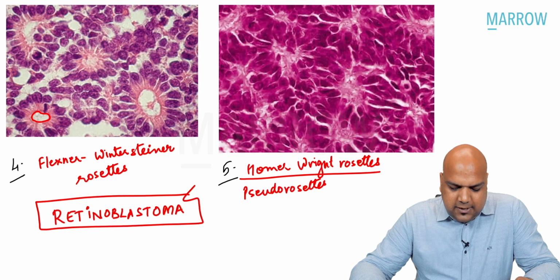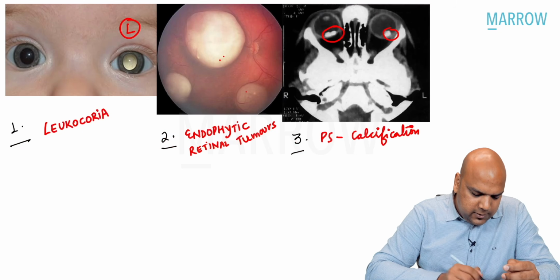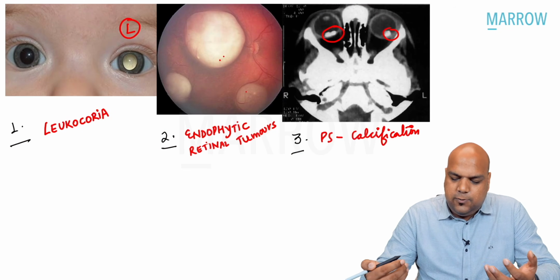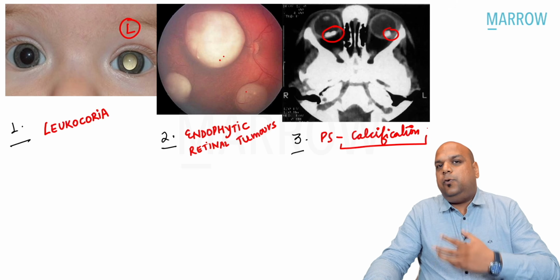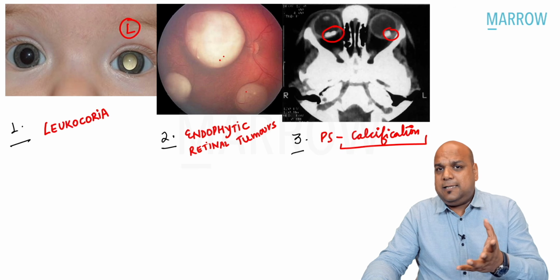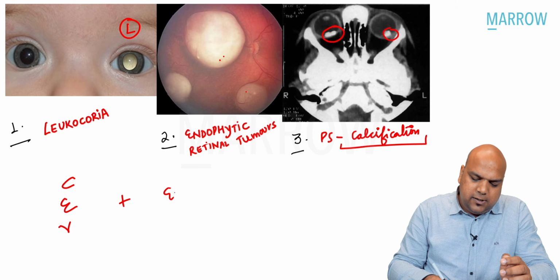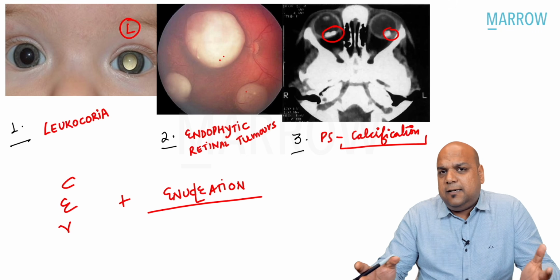Remember this. Flexner-Wintersteiner rosettes are pathognomonic. Homer Wright rosettes can also be seen in other tumors. And leukocoria means a white colored pupil, with endophytic retinal tumor growth, as you can see. The investigation of choice is CT scan because it can show you intraocular calcification. And retinoblastoma is the most common cause of intraocular calcification. Also, we remember that 3 drugs can be used, CEV, plus what is the treatment that can be done in stage 5? Or if a simple question is asked, what is the treatment of choice? That will be enucleation. So chemotherapy plus this, that is the treatment of choice.